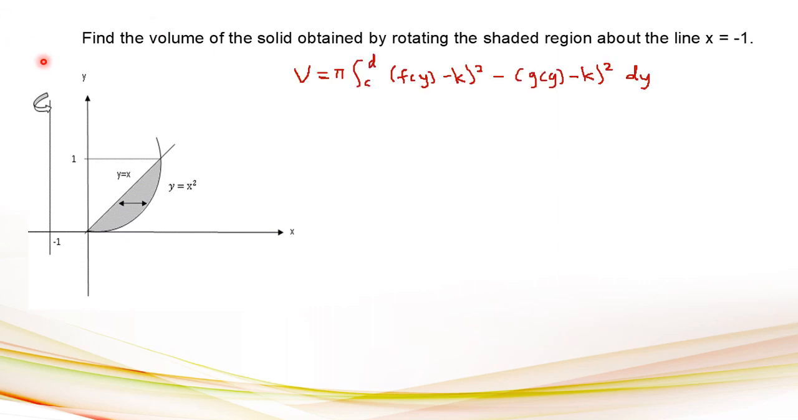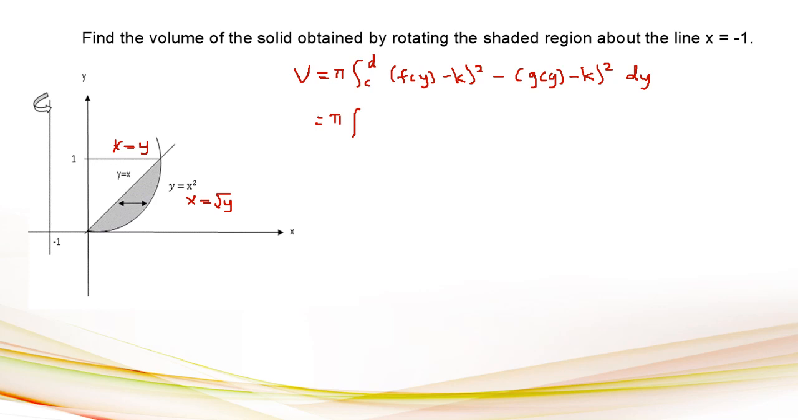First we look at our axis of revolution, which is at the left side of our region. So we will use the formula V equal to pi integral from c to d of f(y) minus k squared minus g(y) minus k squared dy. Integration with respect to y, so our function must be in terms of y, where we write our function y equal to x as x equal to y, and this function as x equal to square root y.